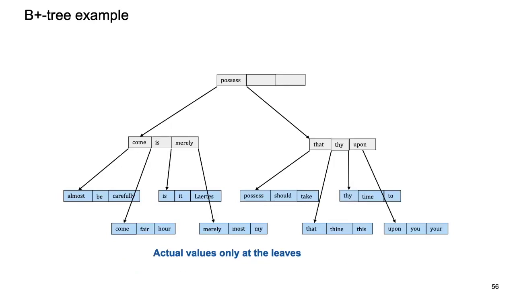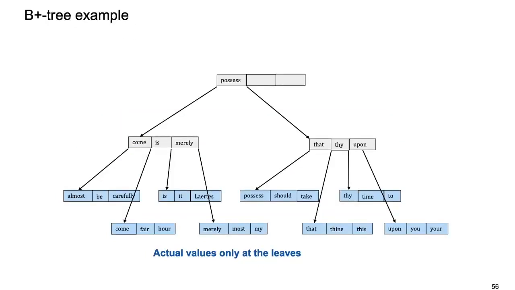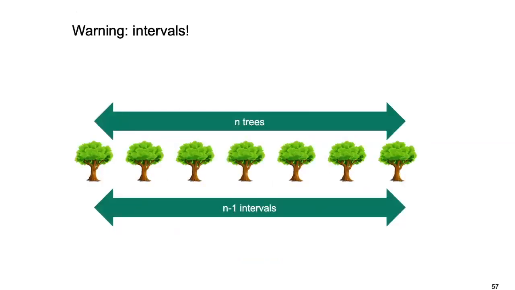Finally, the actual values, what we want to sort alphabetically, are at the leaves of the tree. The leaves of the tree are what is at the bottom. They don't have any children. So the actual values are only at the leaves. And then every value here points to documents in the document store that have these values.